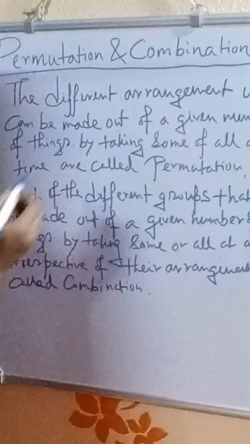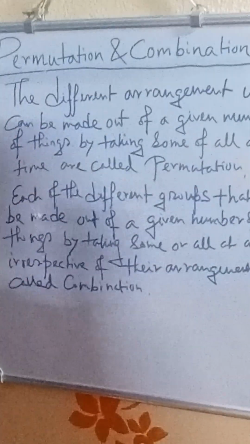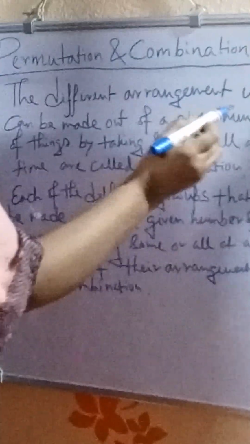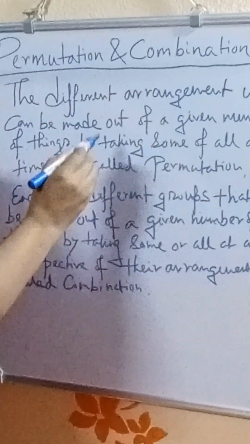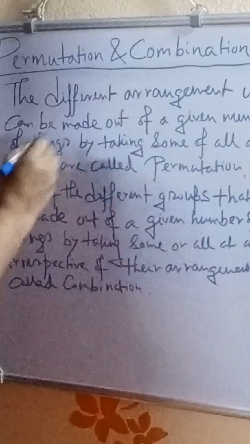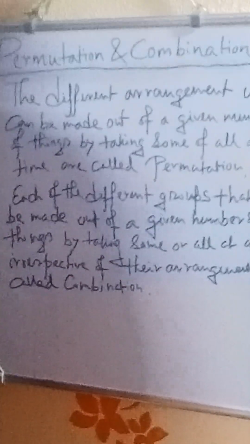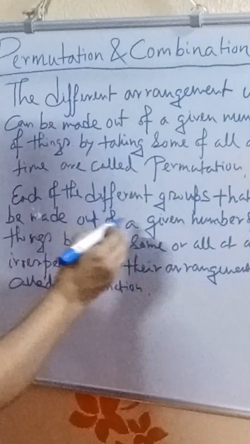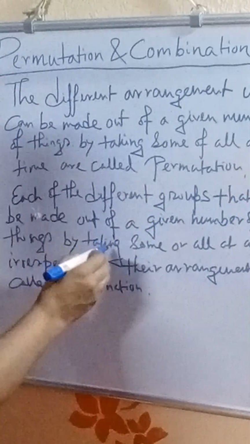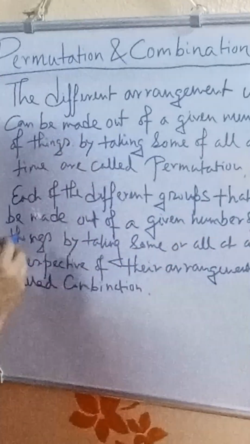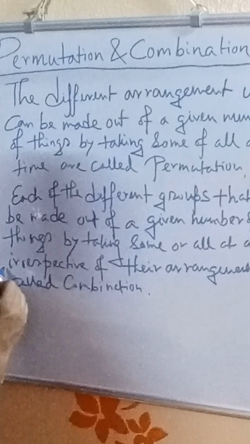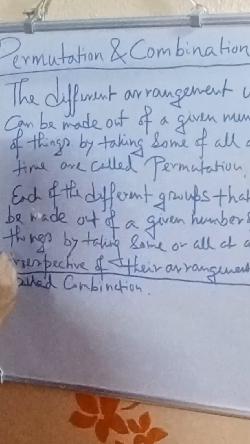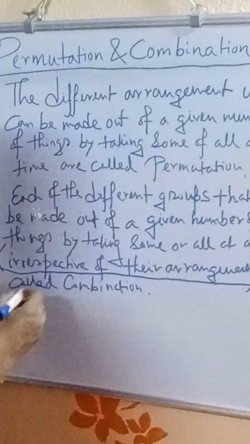Today I am going to discuss the topic of permutation and combination. The different arrangements which can be made out of a given number of things by taking some or all at a time are called permutations. And each of the different groups that can be made out of a given number of things by taking some or all at a time, irrespective of their arrangement, is called a combination. This is the difference between permutation and combination.